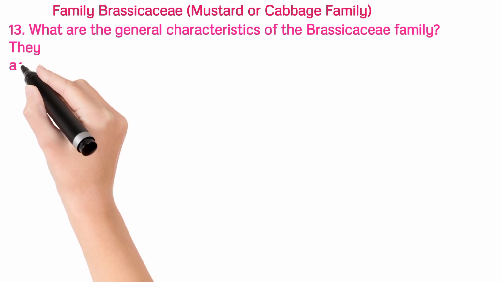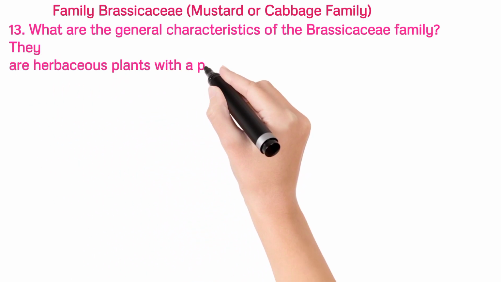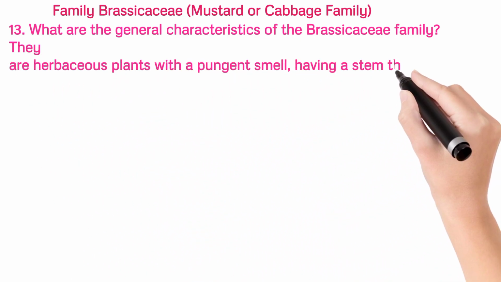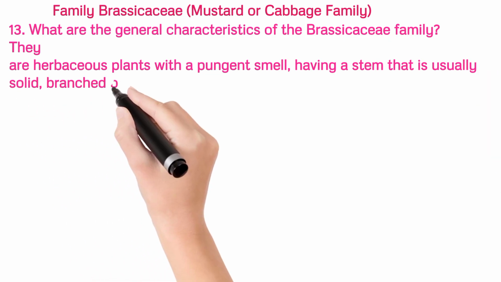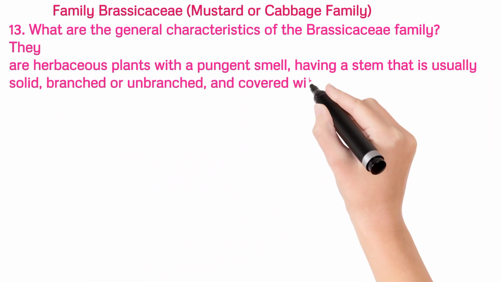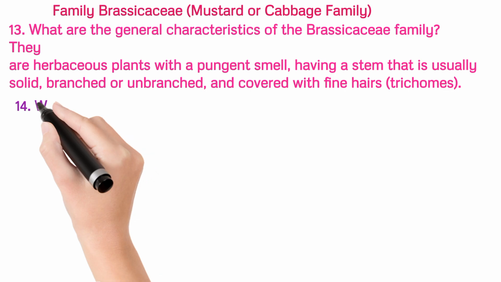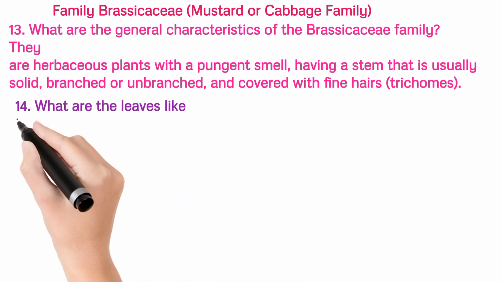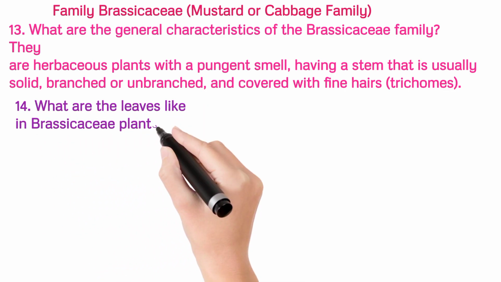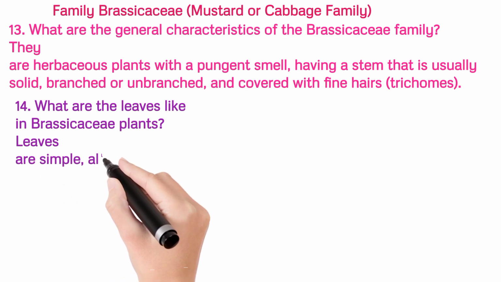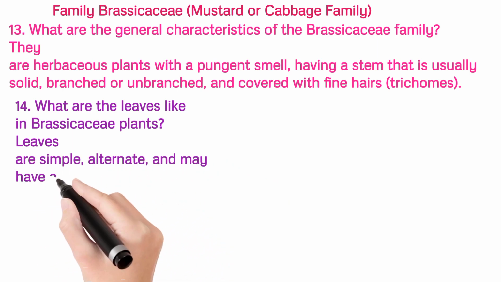They are herbaceous plants with a pungent smell, having a stem that is usually solid, branched or unbranched, and covered with fine hairs, trichomes. 14. What are the leaves like in Brassicaceae plants? Leaves are simple, alternate, and may have a distinct shape.